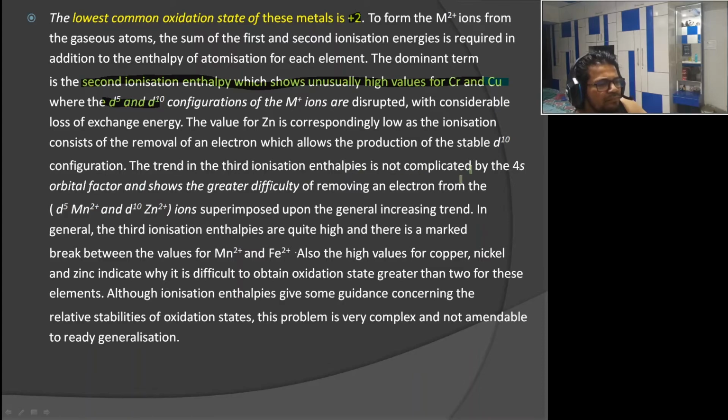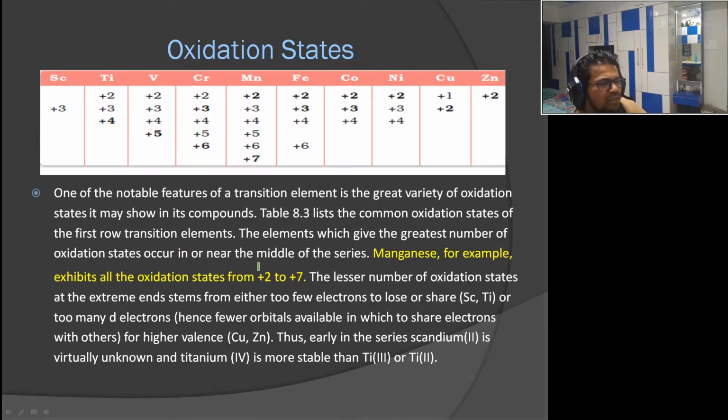Now with respect to the third IE, the trend in the third is not complicated with the 4s and shows greater difficulty, but obviously the third IE will be higher because the nuclear pull is more there. That is one. So in general the third IE enthalpies are quite high, and there is a marked break between the values of Mn2+ and Fe2+, because Fe shows two states, ferrous and ferric.